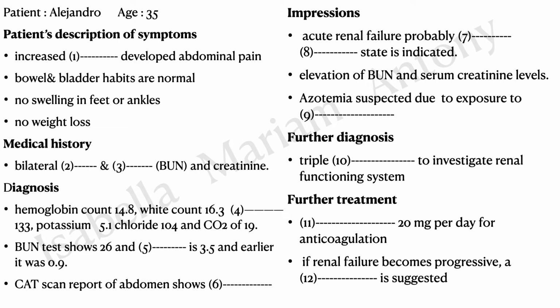I am going to prescribe you rivaroxaban 20 milligrams per day for anticoagulation. Hopefully, with this anticoagulation, there will be some relief for your renal vein thrombosis. Or else, if your renal failure becomes progressive, I would advise dialytic intervention. I advise you to undergo a triple renal scintigraphy to investigate the three phases of your renal functioning system.